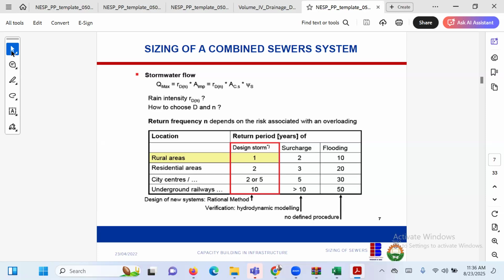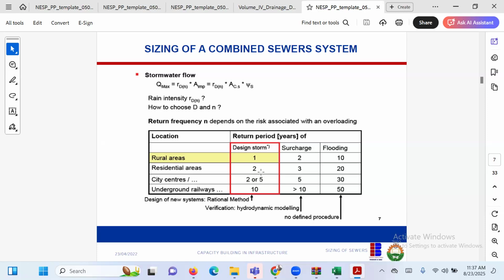So here we say that if you are designing for rural areas, the return period you use is 1. If you are designing for surcharge, you use 2. If you are designing for flooding, you use 10. So you can see that if I'm designing for flooding, I'll use a higher return period. For residential area, just use 2.